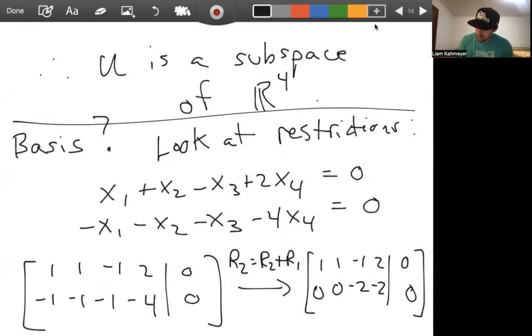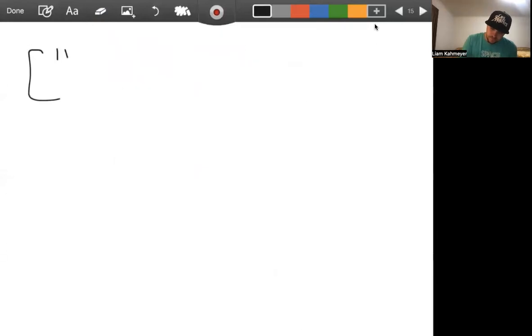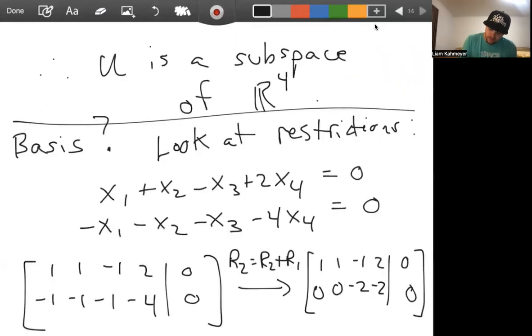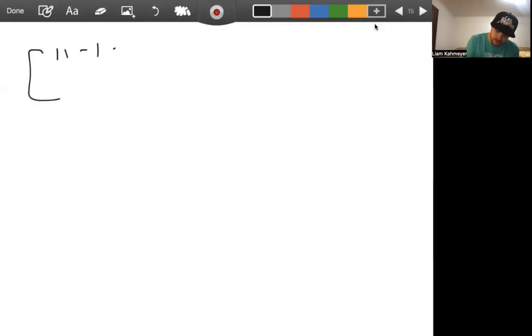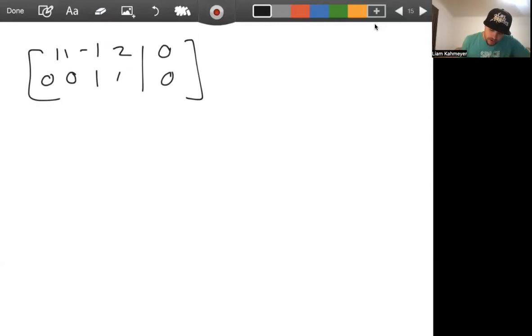Negative 1 plus, no, I think I'm good, right? Negative 1 plus negative 1 should be negative 2, and then negative 4 plus 2 should also be, yeah, we're good. So this is 1, 1, negative 1, 2, 0, and then 0, 0, 1, 1, 0. We can write then row 1, right? This isn't in reduced row echelon form yet.